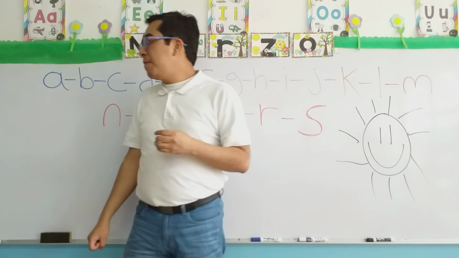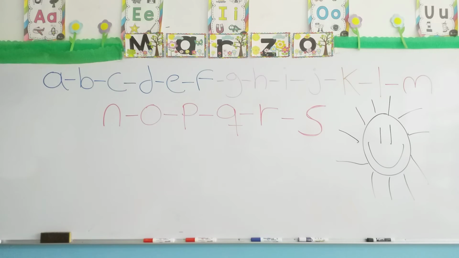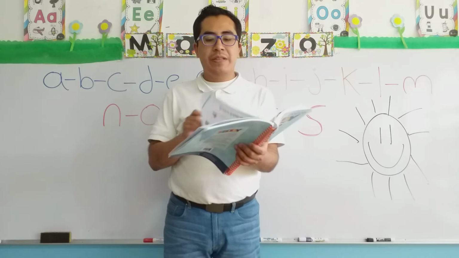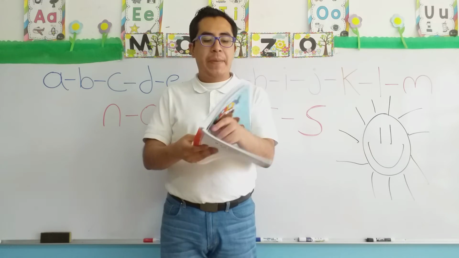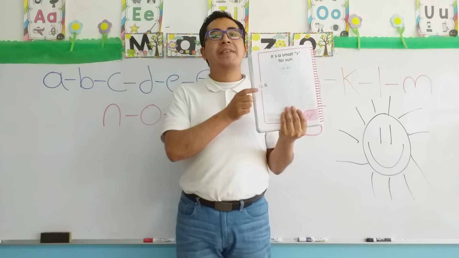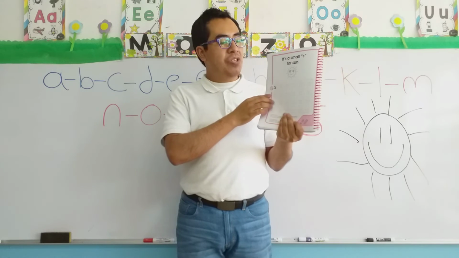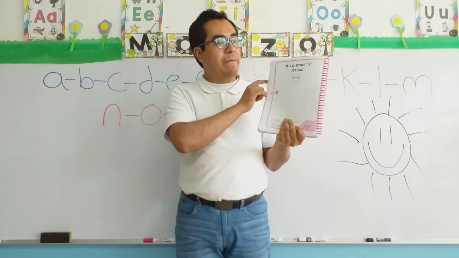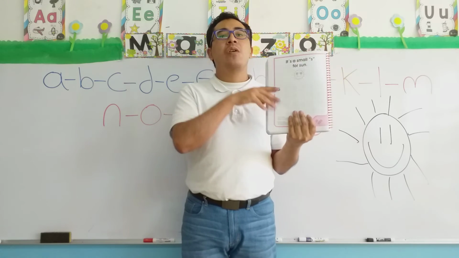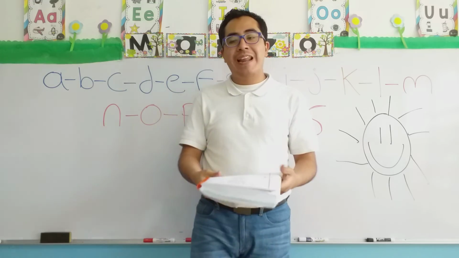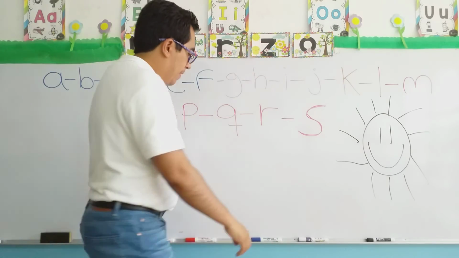Now, the activity of today, once again, is part of your textbook and is located right here, page 178. 178. So as you can see here, we have a small s for sun. Now using your pencil, holding it properly, let's trace all examples of the letter S.